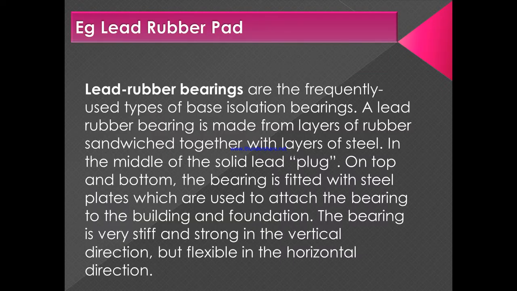Then lead rubber bearing is one example of the rubber bearing. These are frequently used types of base isolation bearing, made up of layers of rubber sandwiched together with layers of steel. In the middle, a solid lead plug is there, and on the top and bottom the bearing is fitted with a steel plate, which is also used to attach the bearing to the building and the foundations. The bearing is very stiff and strong in the vertical direction, but flexible in the horizontal direction.